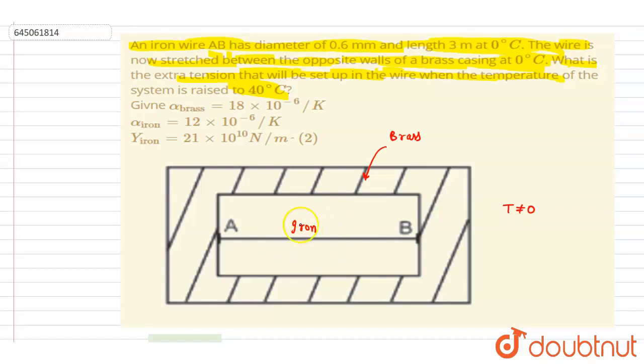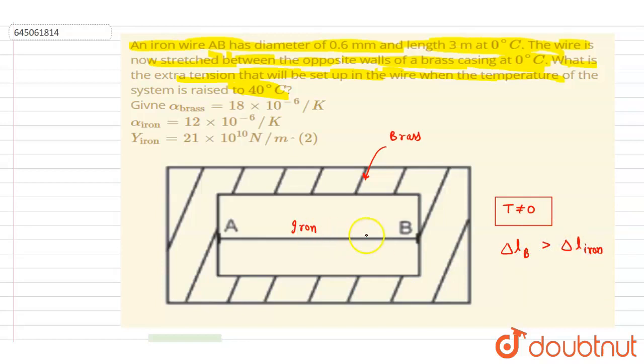Because when the iron extends more, it will become slack, right? If the iron extension is more here, the iron will become slack and the tension will be zero here. So for the tension to be non-zero, the change in length of the brass should be more than the change in length of the iron.